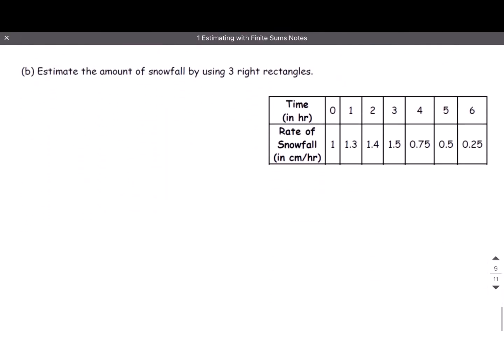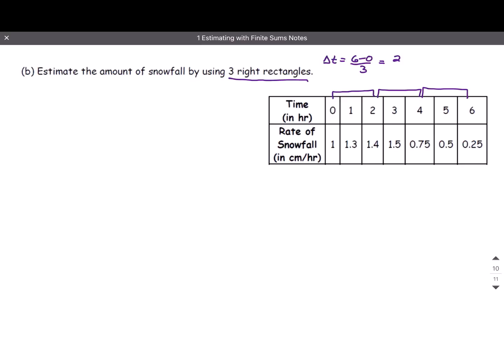Now, let's estimate this time by using 3 right rectangles. So again, we're going to use 3. So delta t is going to be the length of the interval, and we're going to divide it by 3 rectangles. So that's going to give us a 2 again. So from 0 to 2, 2 to 4, 4 to 6.